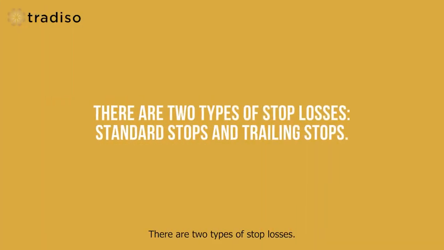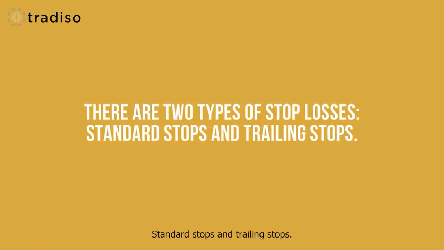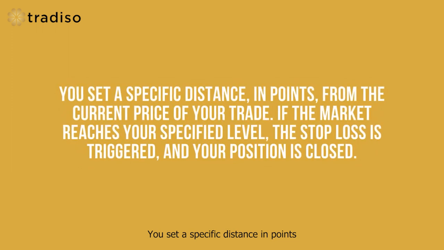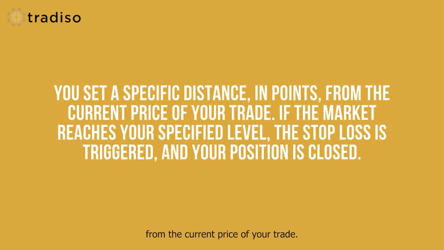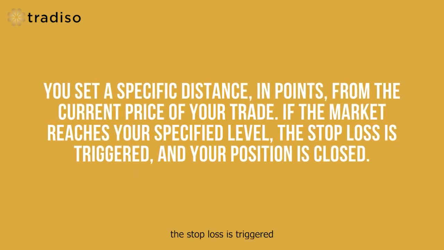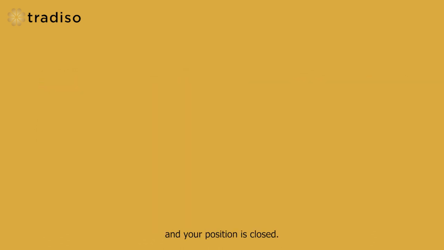There are two types of stop losses: standard stops and trailing stops. Standard stops. Standard stops work as described above. You set a specific distance, in points, from the current price of your trade. If the market reaches your specified level, the stop loss is triggered and your position is closed.